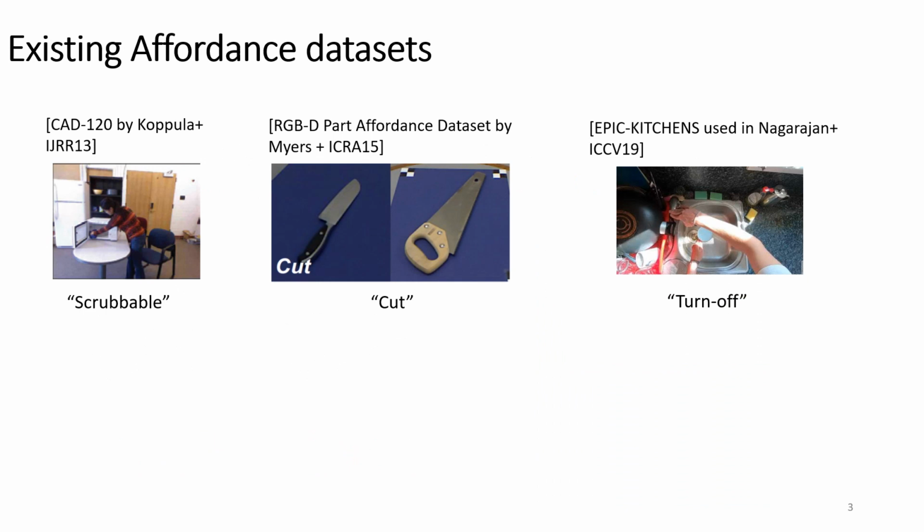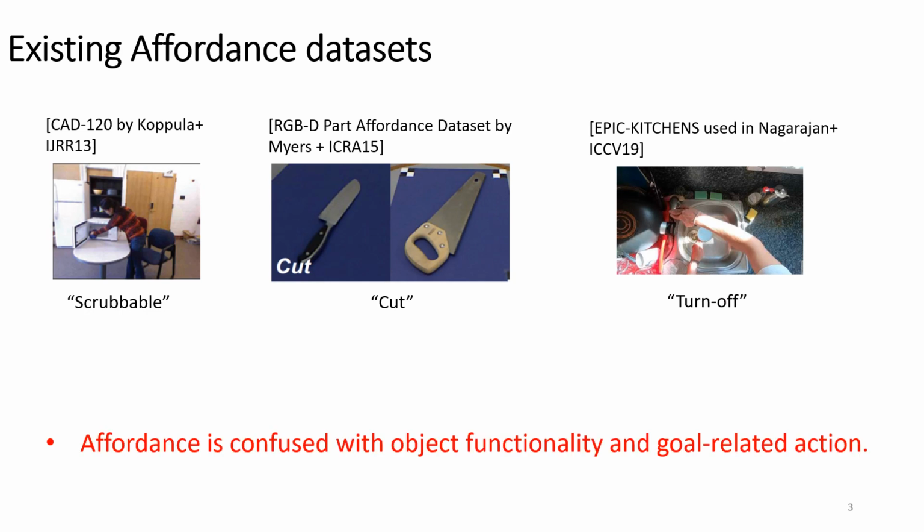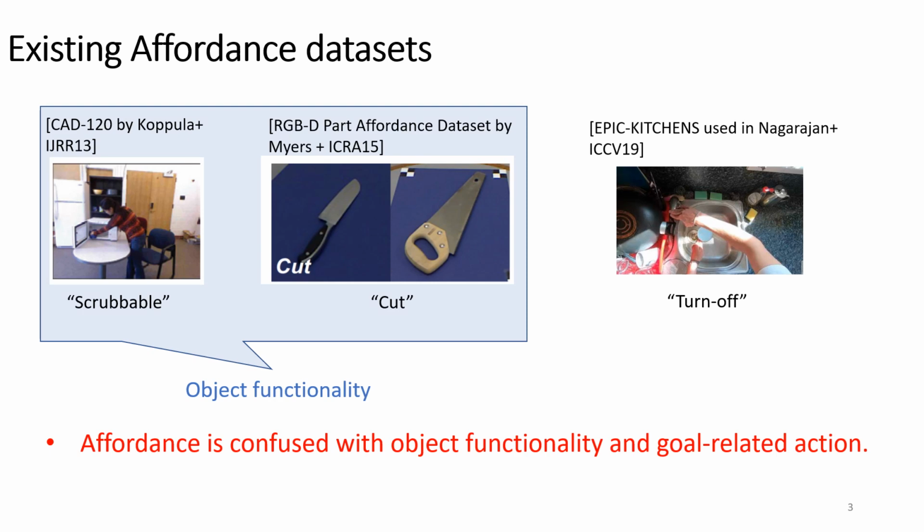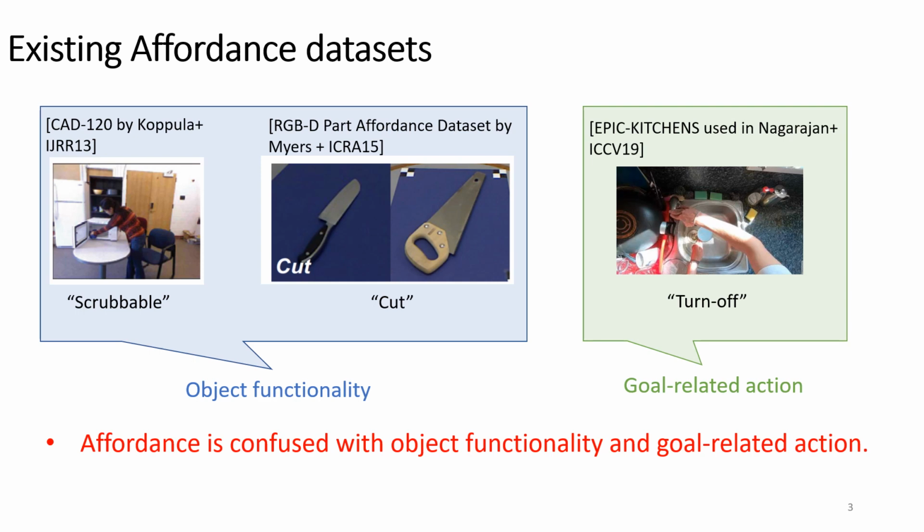Most existing affordance datasets use actions as affordance labels to represent the action possibility, confusing affordance with object functionality and goal-related action. For example, scrapable and cut are the motor capacities extended by tools, not owned by human nature, so they cannot be used as an affordance label. And turn off is a goal-related action that is not suitable for affordance, because we can use the same affordance to achieve different goals. And these datasets also neglect the human motor capacity, which is an important component of affordance.